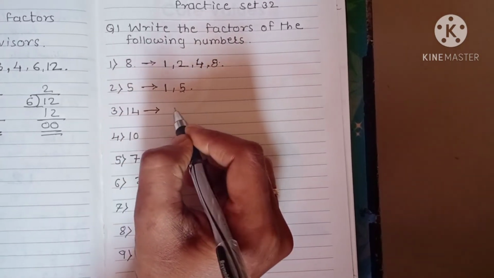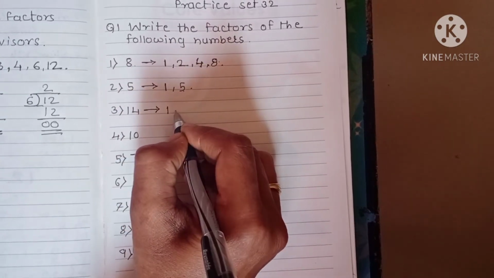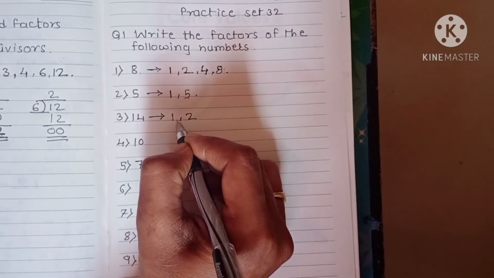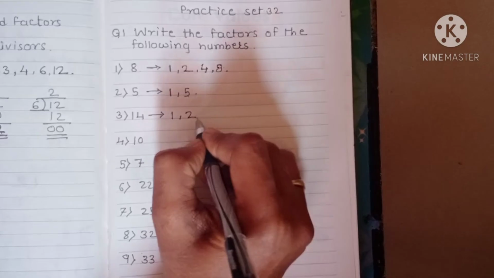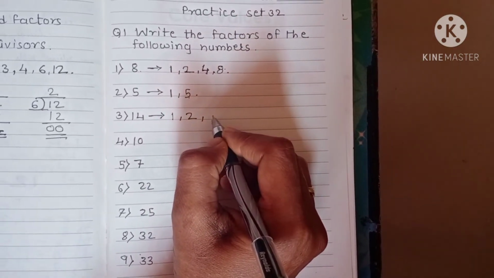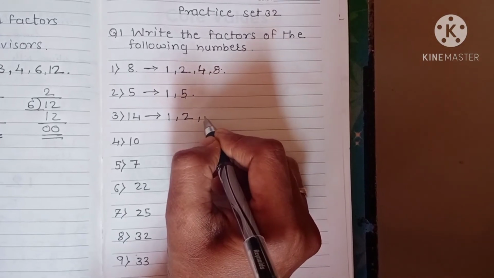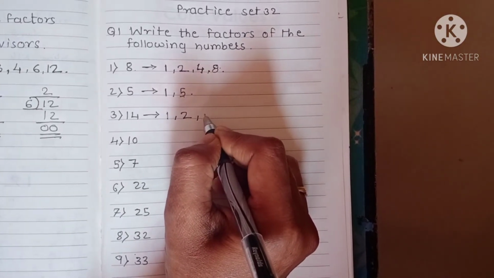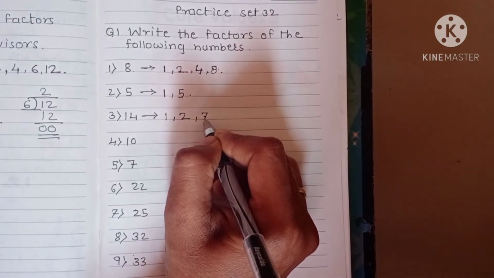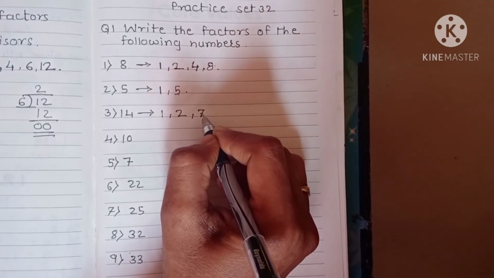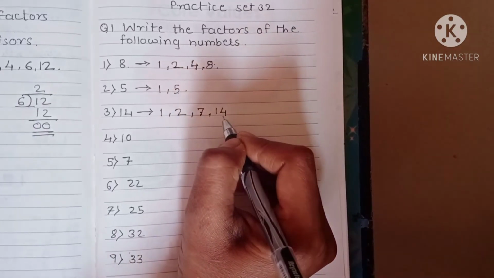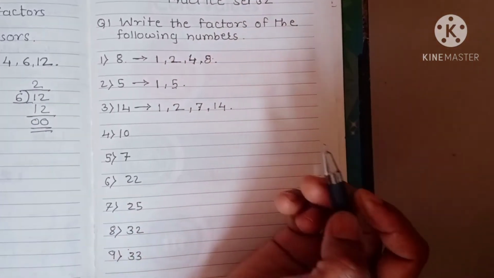Then next is 14. 1 is a factor of 14. After 1, 2. In the table of 2, 14 is there. So 2 is a factor of 14. 3 is not a factor of 14. 3, 4, 5, 6 are not factors of 14. Then 7 is a factor of 14 because in the table of 7, 14 is there. And the last one is 14 itself. 14 is a factor of 14.